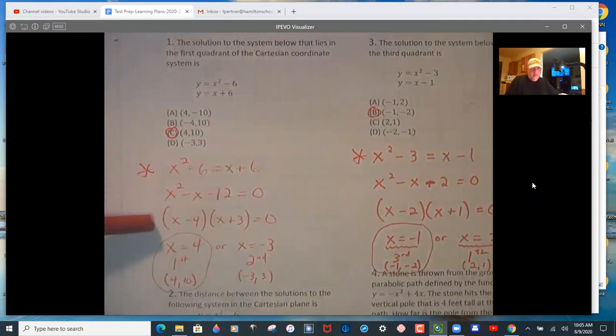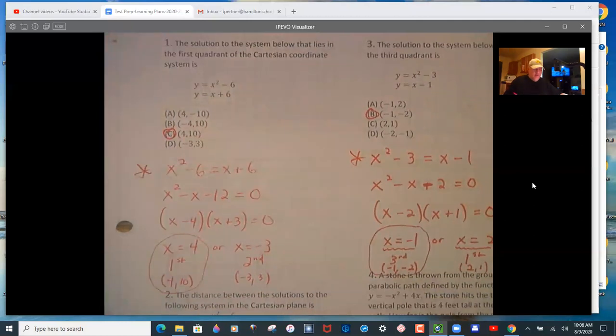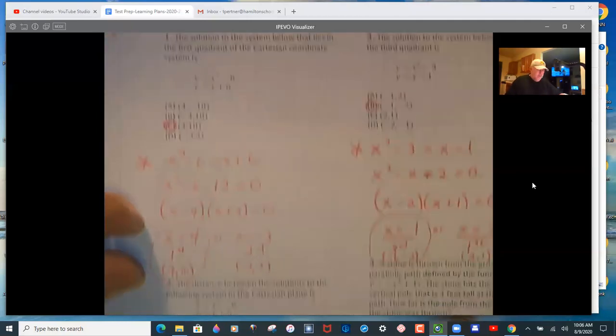So factor that out, two numbers that multiply to negative 12 and at the same time add to negative 1. x squared minus x minus 12, so 4 and negative 3. But we need to find the y's. Actually, you can answer this without that. The first quadrant. So which one of those is in the first quadrant? C. So you can do that without doing any work if you know your quadrants.